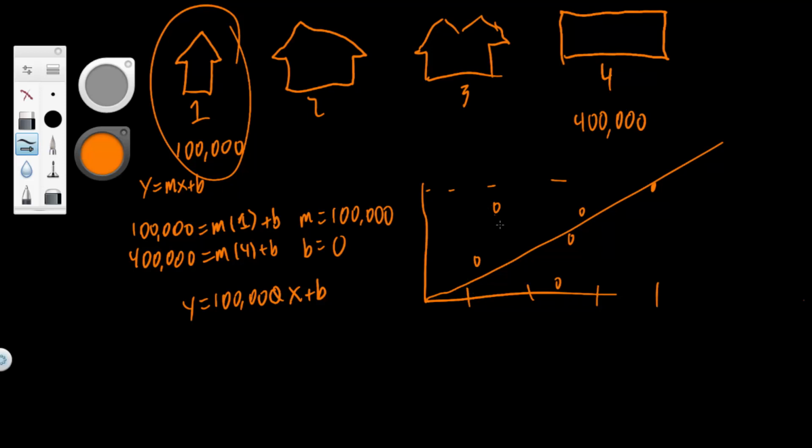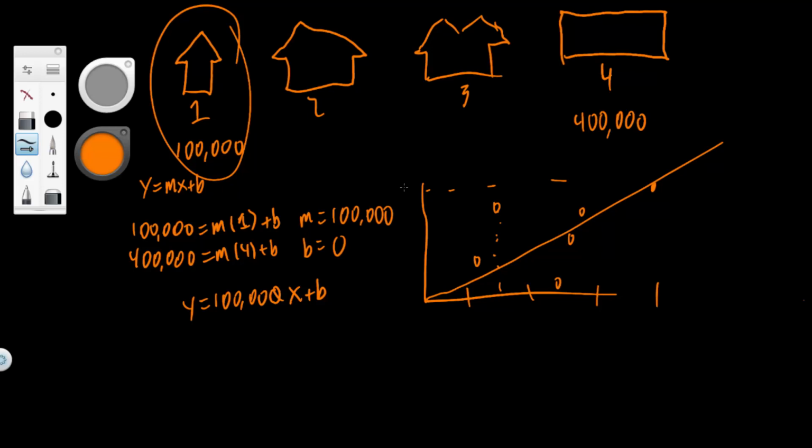And actually, would there really be a house with 1.5 bedrooms? But just go with me here. That doesn't quite make sense, because a bedroom is an integer value. You're not going to have 1.5 bedrooms. So that doesn't quite make sense the way I drew the dots, but hopefully you understand what I'm getting at.